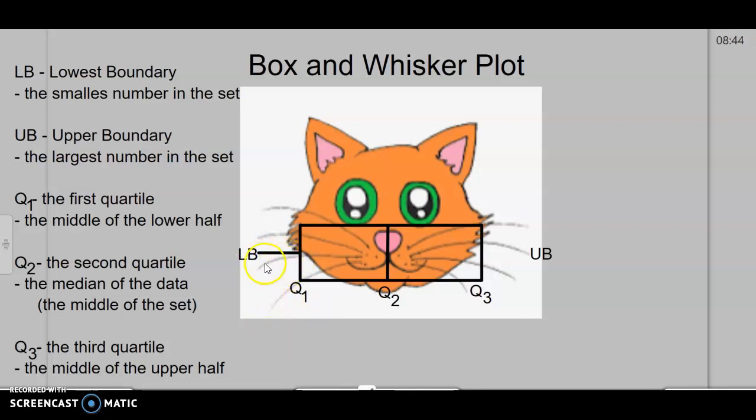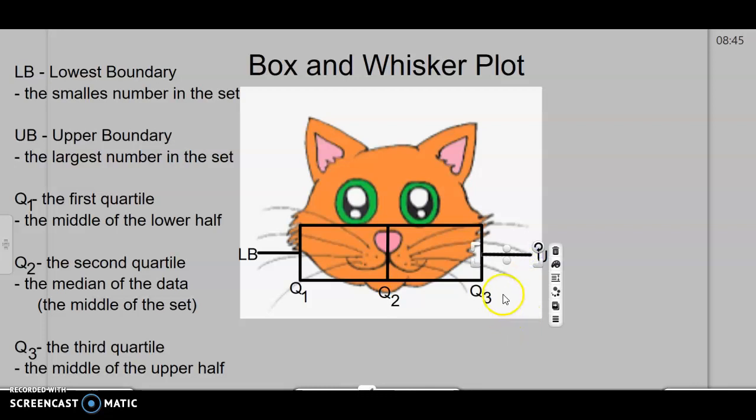I'm just kind of using the whisker here because I wanted to associate this with the fact that it looks kind of like a cat's face, right? The upper boundary is on the right side. So way over here, it's the highest data value. And again, it's usually connected with a straight line, not a cat whisker.